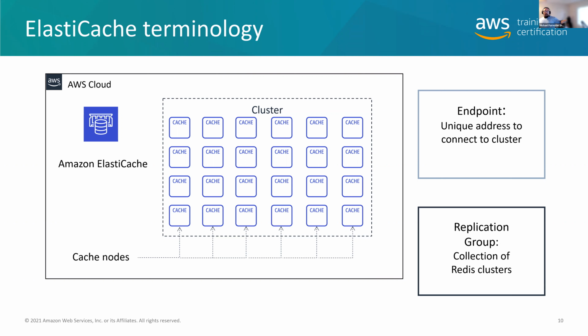An endpoint is the unique address that you use to connect to the cluster. If you have a primary read-write cluster and 5 read replica clusters, you're going to have an endpoint that connects to the primary cluster, used for writes, and a read endpoint that connects to a specific cluster in the replication group. So it's going to rotate around.